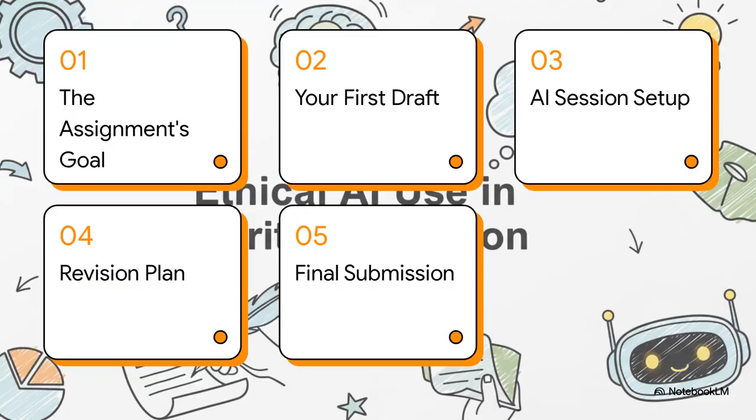So here's our game plan. We're going to walk through the 5 key stages of this assignment. First, the big goal. Then, writing your draft, starting the AI session, actually creating your revision plan, and finally, putting it all together for submission. So let's jump right in with the most important part. Why are we even doing this?